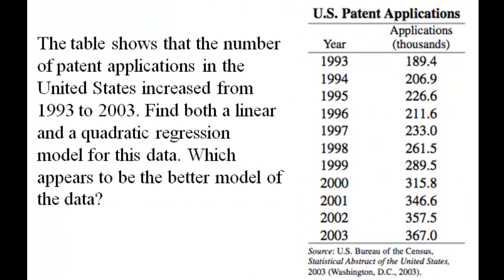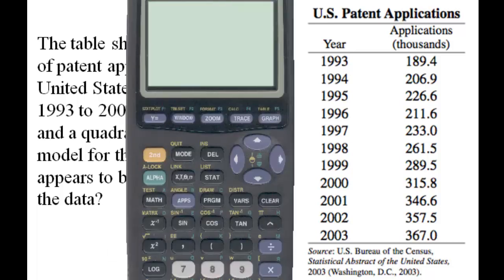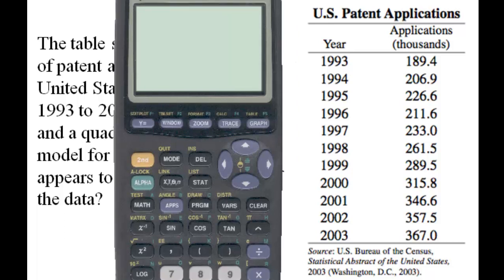We'll begin by looking at this table. The table shows the number of patent applications in the United States from 1993 to 2003. We're going to find a linear and quadratic regression model for the data and decide which one is a better model of the data. So getting out the calculators, we want to enter this information into the calculator, and we're going to enter it in a list.